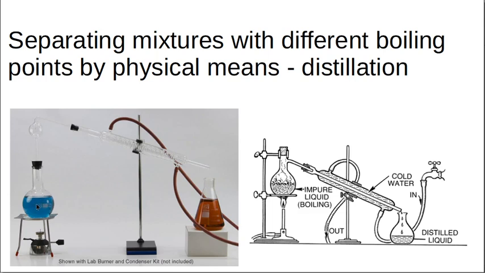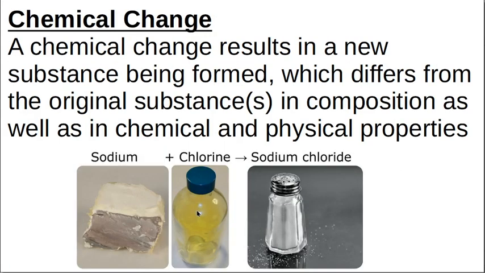So as you boil this, the thing with the lower boiling point boils off first, and it goes up this tube where it's cooled, and then you collect it down the other end of this condenser tube. So this, for instance, is an easy method with a low energy input to separate mixtures by physical means. Okay, so I'm going to stop here, and in the next video we'll start with chemical change.